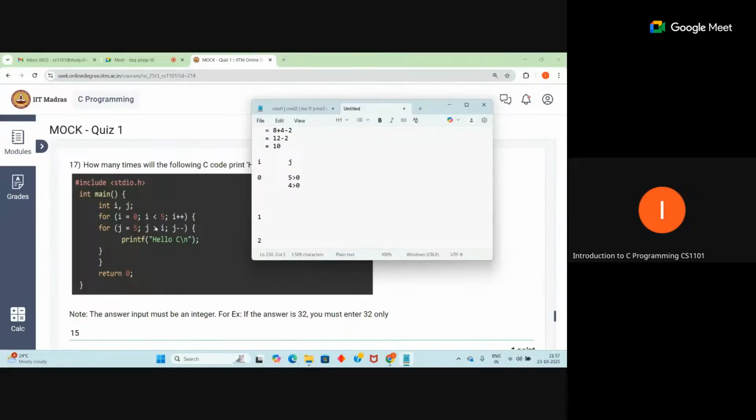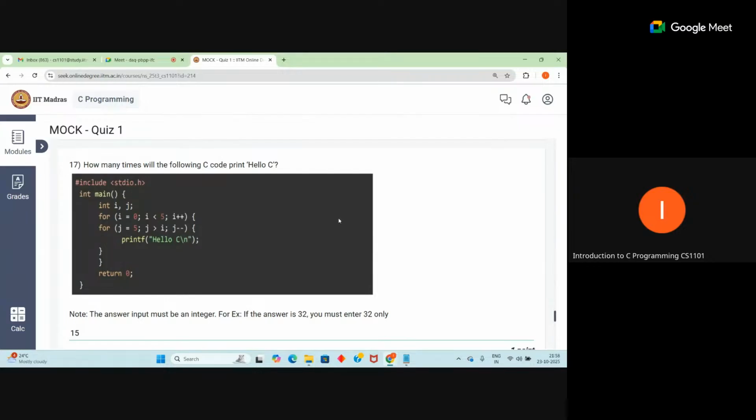Then it will become 3, 3 greater than 0. Then 2, 2 greater than 0. Then 1, 1 greater than 0. All these are the true cases that it executes. When it becomes 0, 0 greater than 0 is false and it will stop. So when I value is 0, these are the possible values for J. For all the true cases, it will execute hello C, and hello C will be printed.